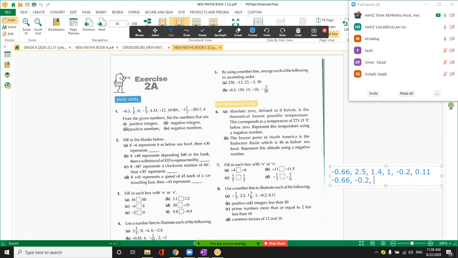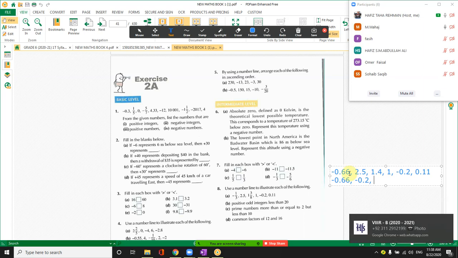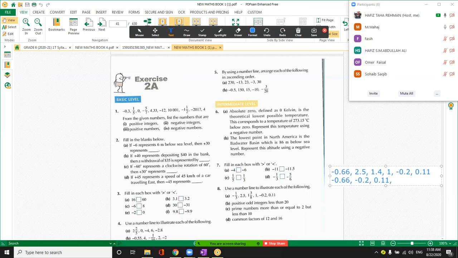Then 0, then 0.11. Very good. Next. Then 2.5? No, my child. 1, then 1.4. First 1, then 1.4, and finally 2.5. Very good, Bahaj. Now you need to draw it on a number line.